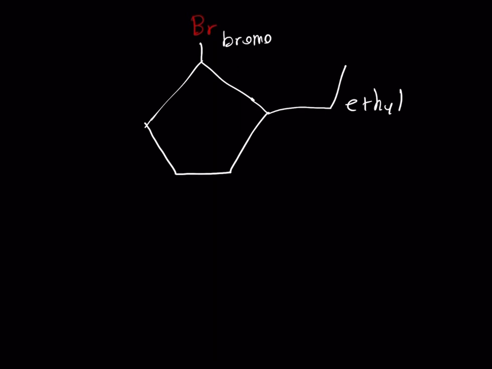So we want to start counting with the one that has the lower alphabet if it's not going to make a difference in the number order. So we're going to go with the bromine, and then the ethyl is going to be number 2, and we're going to have 5 carbons. So since we have 5 carbons, it's going to be pentane, but it's going to be in a ring, so it's cyclopentane.